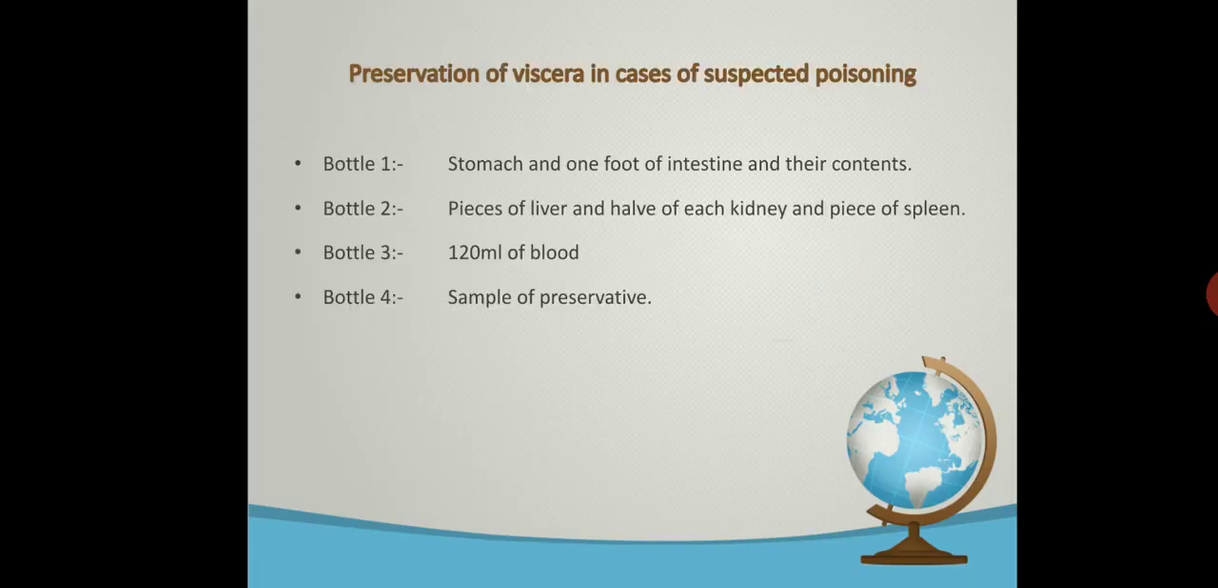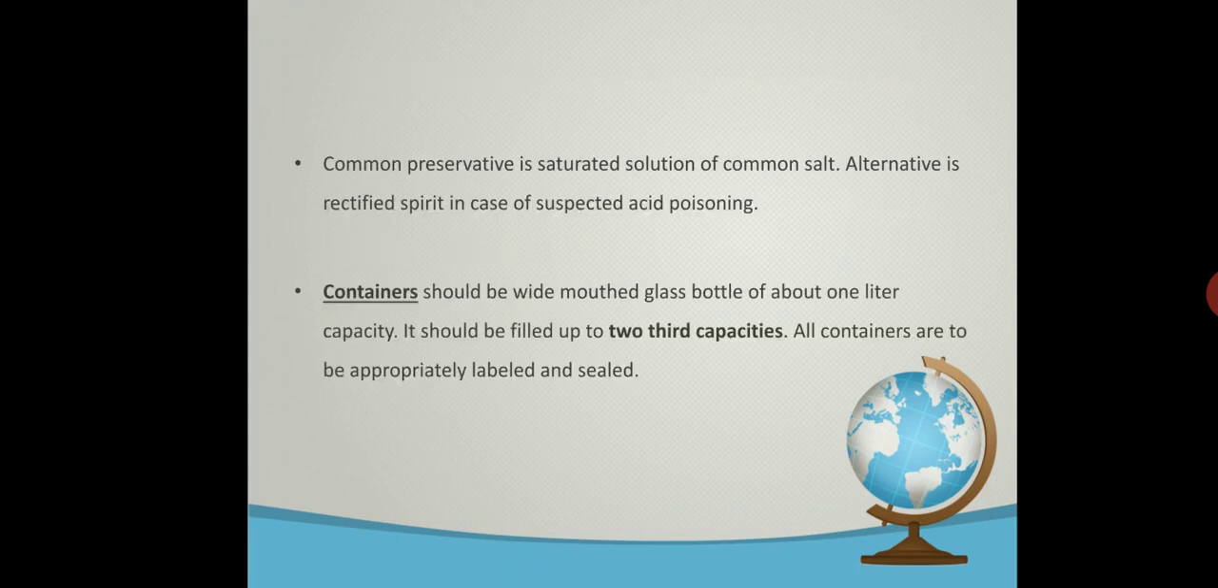Common samples: in case of suspected poisoning, you have to collect samples in bottles. Bottle 1 is the stomach and its contents with preservative. Bottle 2 is pieces of liver, half of each kidney and a piece of spleen, then blood. Then a sample of the preservative that is used to preserve the above bottles. Okay, so these are the common samples that should be taken.